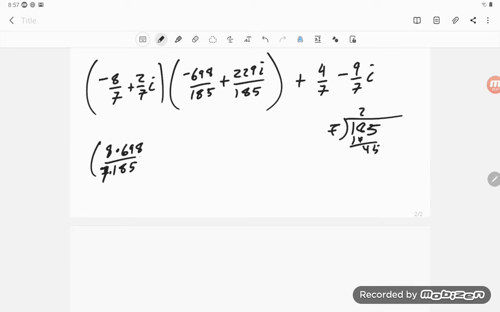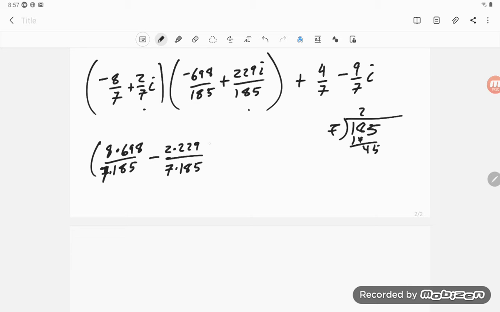And, oh, does 7 go into 698, I wonder? 7 into 698. I hope so. We'll see. Okay, so I got 7 times 185, and then the other real part is the minus 2 times 229 over 7 times 185. So there's the other real part from those two.